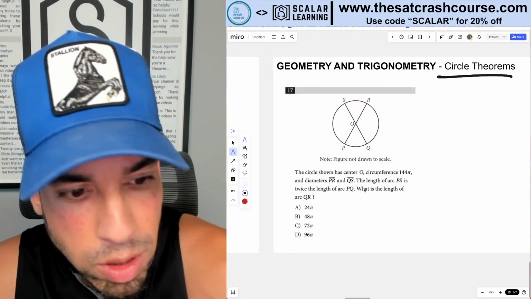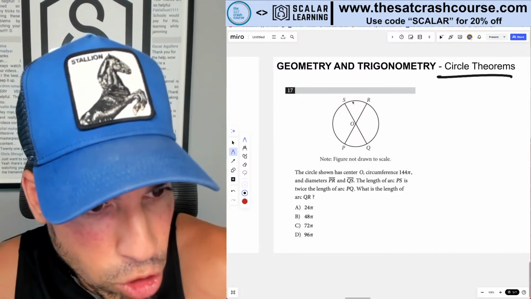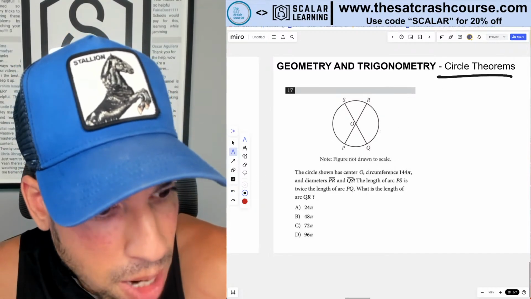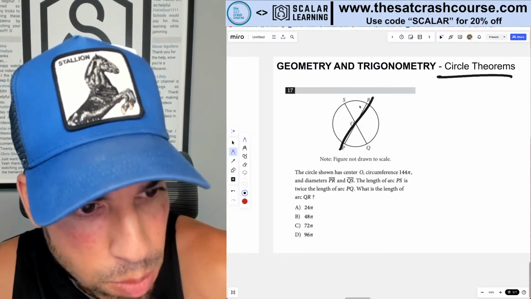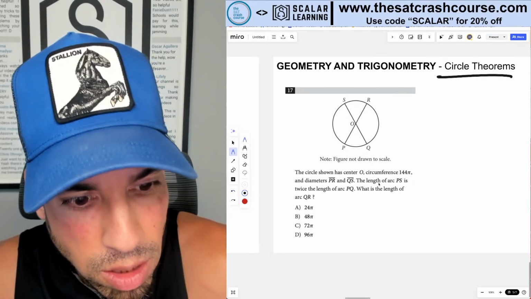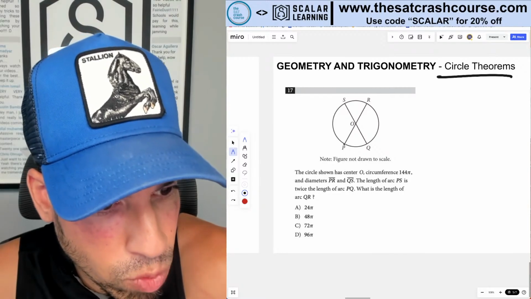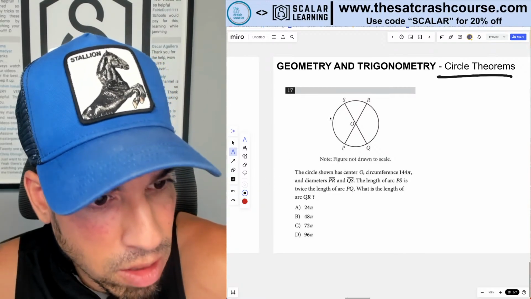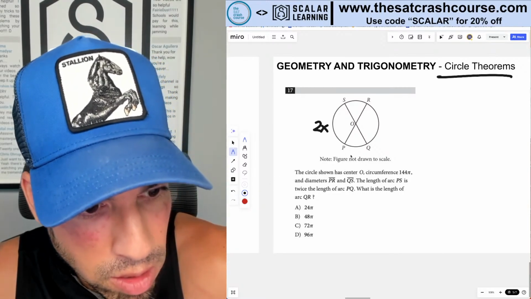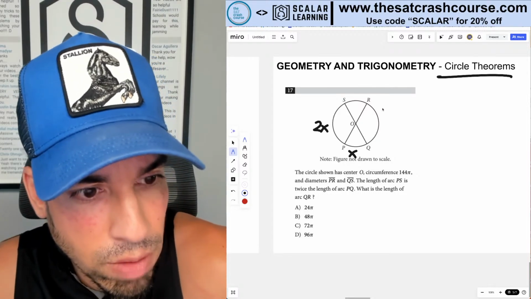Next, we have circle theorems. We have the circumference, which is all the way around, is 144 pi. And diameters PR and QS. Boom, boom, meaning they go through the center. The length of arc PS, which is right here, is twice the length of PQ. So this is 2x and this is x. What is the length of QR?